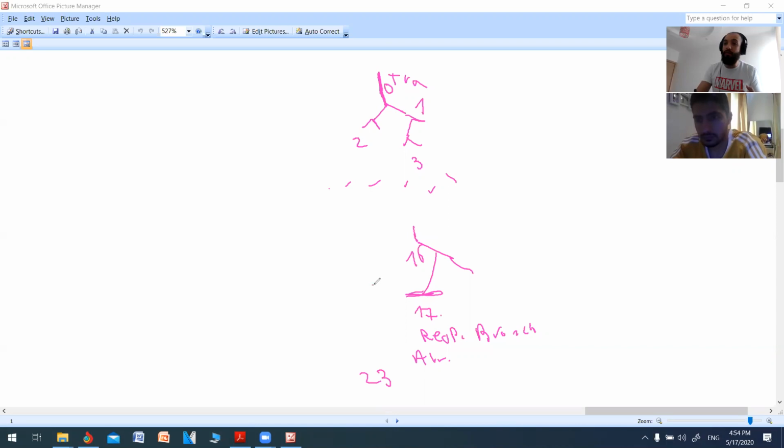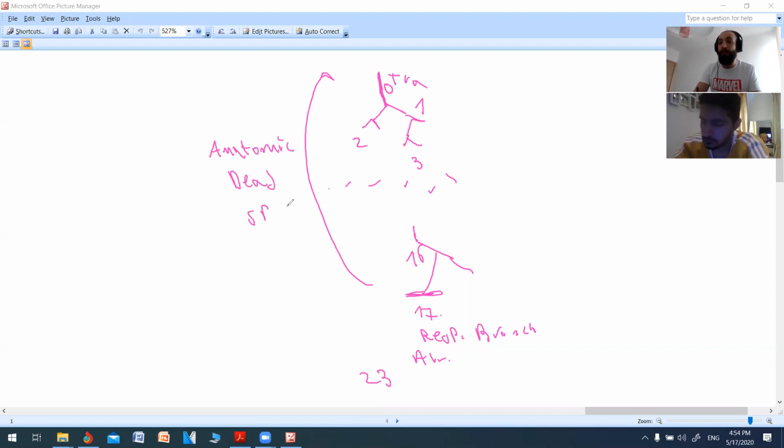So all this part is called what? Anatomic dead space. So what is the anatomic dead space, or anatomical dead space? It's the parts of the airway that do not make gas exchange, do not make hematosis. Is it clear? So from here the acinus starts. From here, the parenchyma of the lung starts, from division 17.